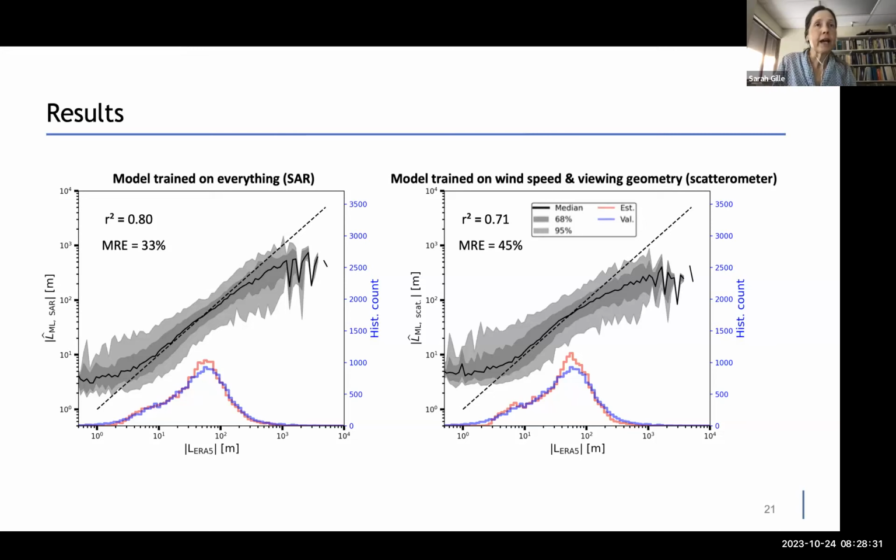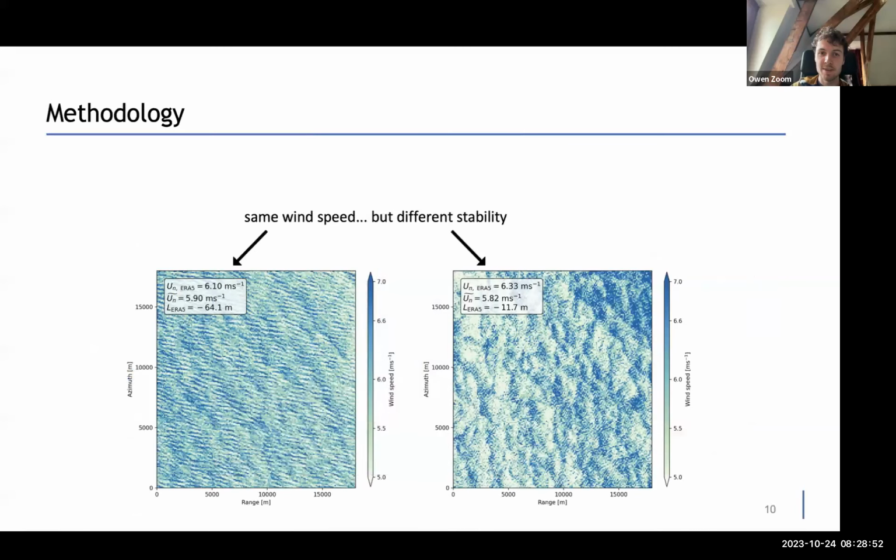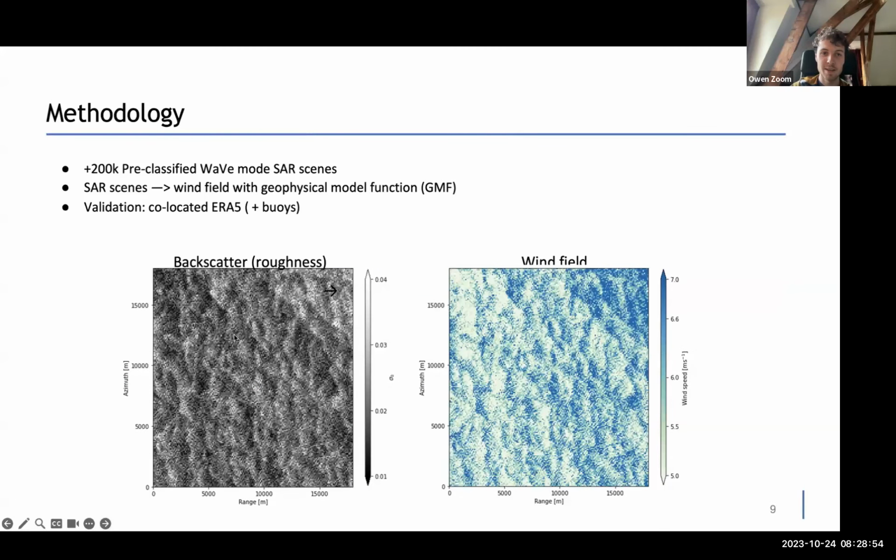There's a question in the chat from Ralph Foster, who asks, when you convert SAR resolution NRCS to U10 via GMF, what do you use for fine scale wind direction? Ralph, I don't know if you want to flesh that out at all. Yes. So when we have to do this conversion from our backscatter, this empirical relation requires a wind direction.